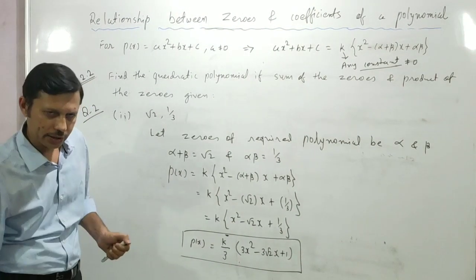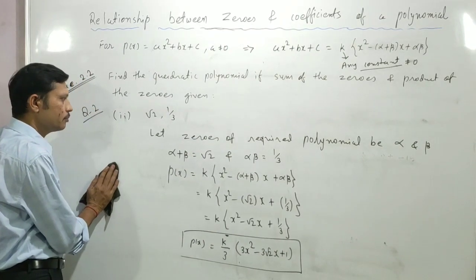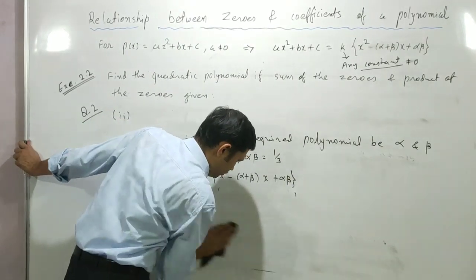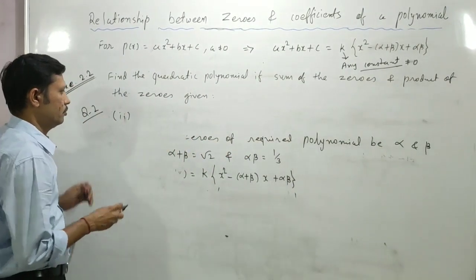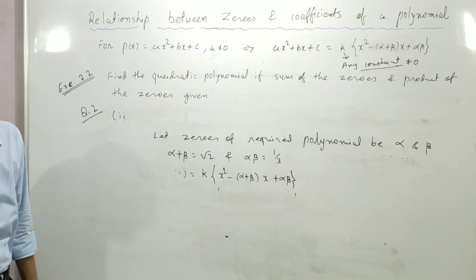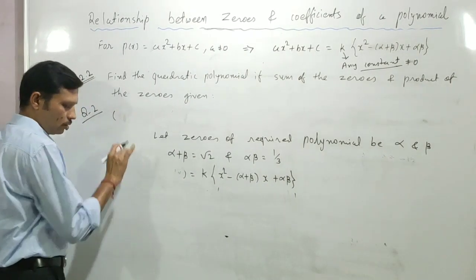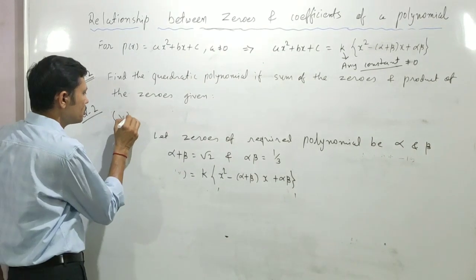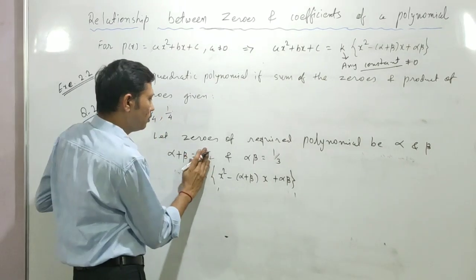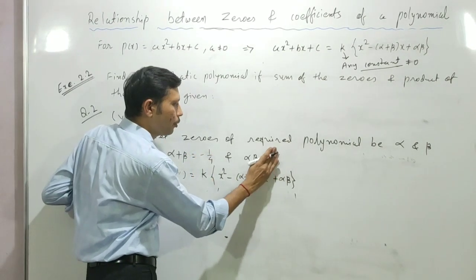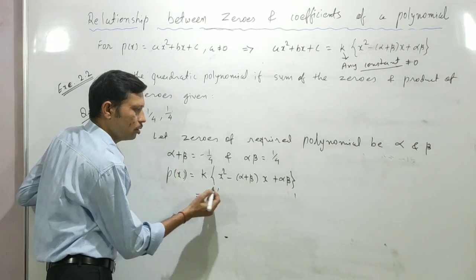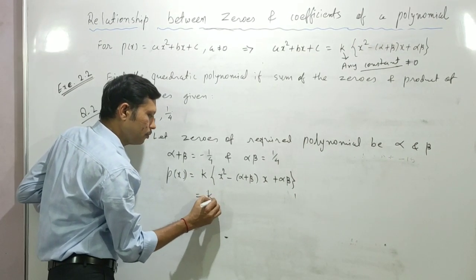Take another example. One last example that we are taking, that's the fifth question for us: minus 1 by 4 and 1 by 4. The sum of the zeros is what? Minus 1 by 4, and the product of the zeros is what? Plus 1 by 4. Again our polynomial, this one is our generalized form.